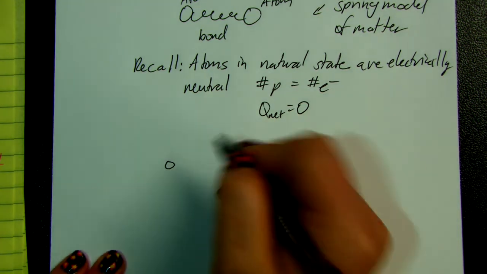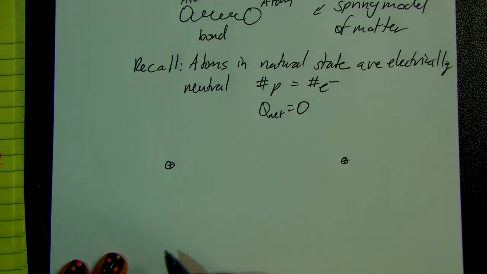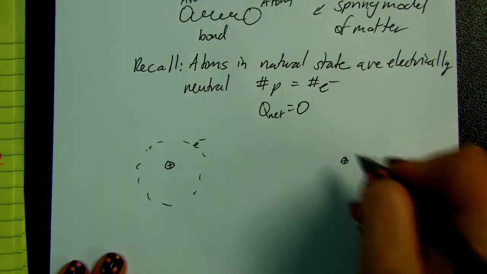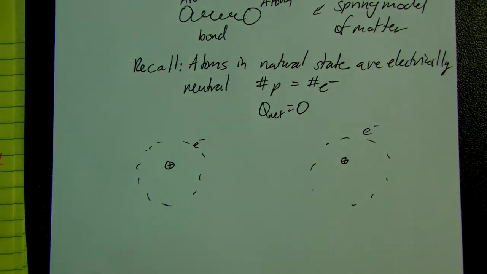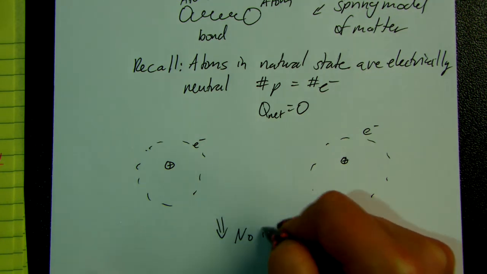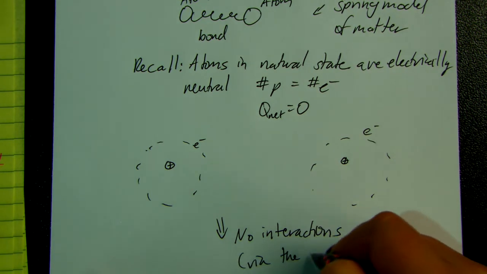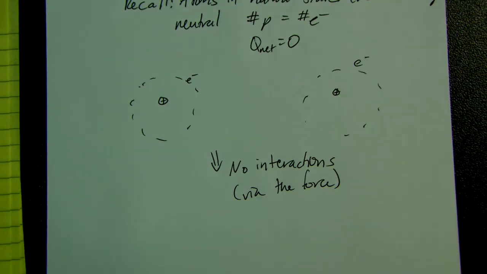So if we have two atoms, they're going to have positive nuclei because that's where all the protons live, and then they're going to have this little electron cloud surrounding them. So positive, negative. And if they're far apart, so these two are far apart, so we're not going to see any interactions via the forces. You know, even Darth Vader has to be kind of close to do that Sith death grip. If you're too far apart, no go.